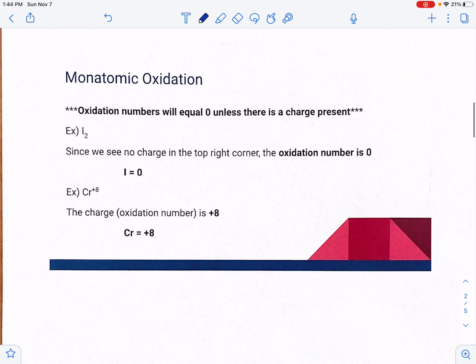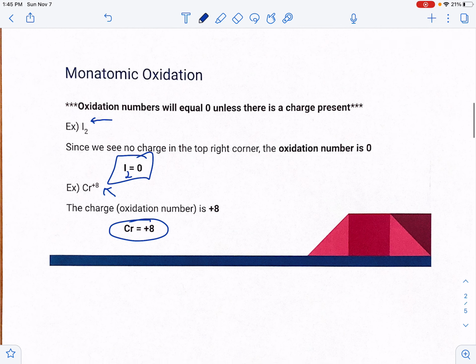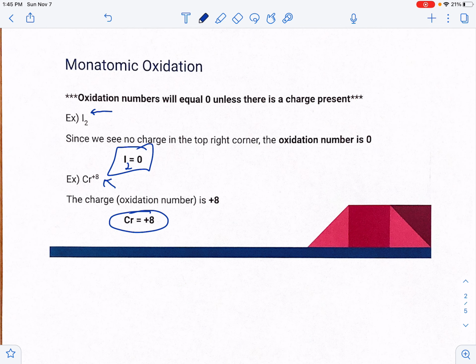Now, when it comes to monatomic oxidations, these are probably the easiest. Again, if you do not see anything present right there, that means you cannot see a charge. It will be equal to 0. So if I asked you what would be the oxidation number of iodine, or I2, you would simply say I equals 0. Now, if you do see a charge, like on this one I have a Cr with a +8, that one does have a charge. So if I asked you what is the oxidation number or charge of chromium in this case, your answer would simply be +8.